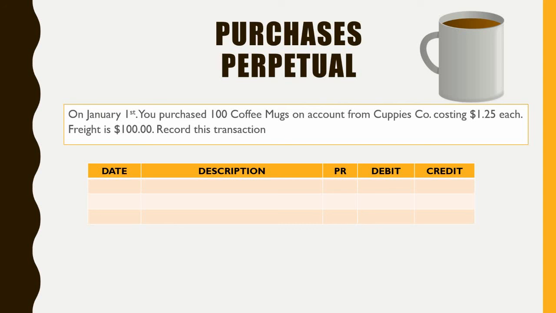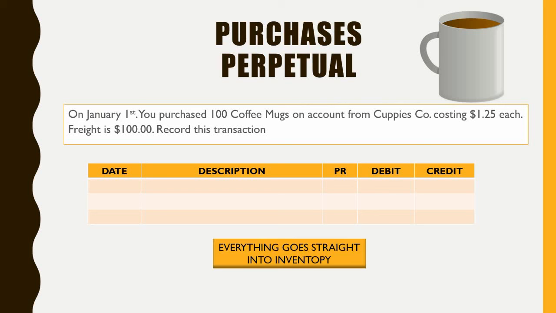Good. And what else? And also use accounts payable. Okay, so what are going to be the amounts that I'm going to record? $225. $225. So in this case, everything goes straight into inventory. That means the purchase price, the freight price, whatever the cost, we're all going to put it into one account. Everything goes straight to inventory.